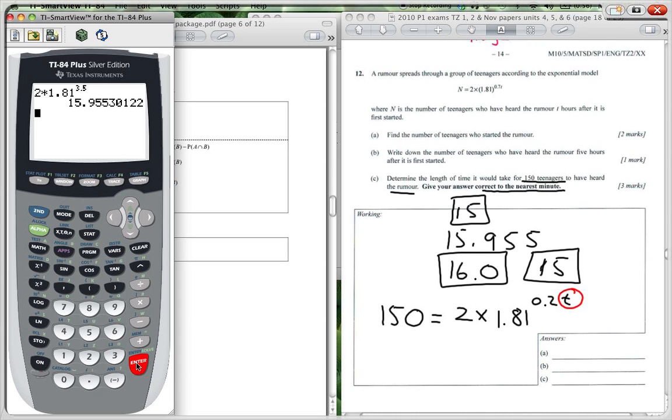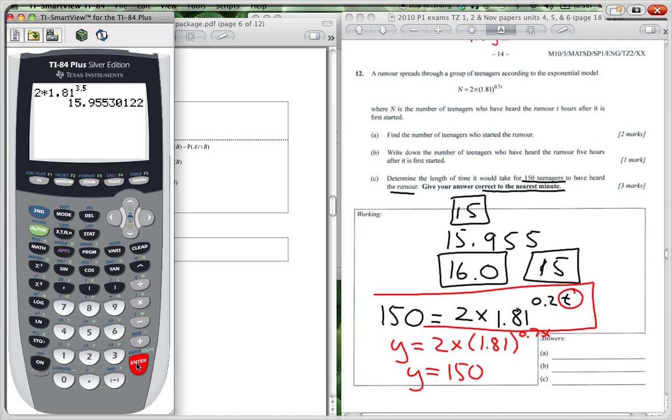Now to do this, we're going to use our graphics calculator, and we're going to plot both of these. We're going to plot y is equal to 2 times, I'm going to put it in my y and x form, 1.81 to the power 0.7x, and I'm also going to plot y is equal to 150. And then I'm going to see where they intersect, and that will give me the solution here for t.